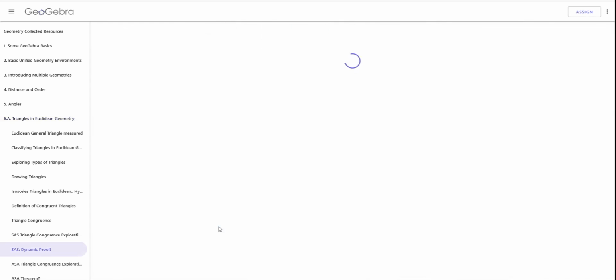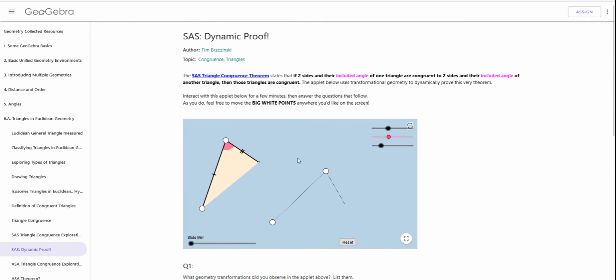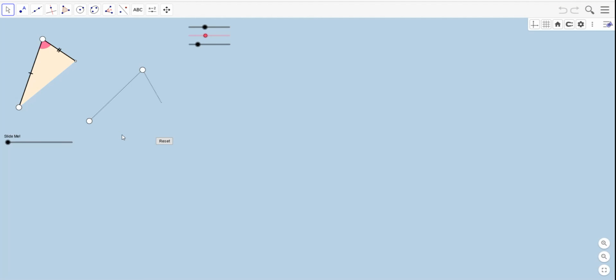All right, let's look at another one. Here's another application here. Tim Brzezinski put this one together. This is taking a little different perspective, and this is instead of using the congruence definition that we've been using, which is that two triangles are congruent if and only if all 6 corresponding parts are congruent. That is, the 3 sides and the 3 angles are congruent. This is doing a more transformation approach.